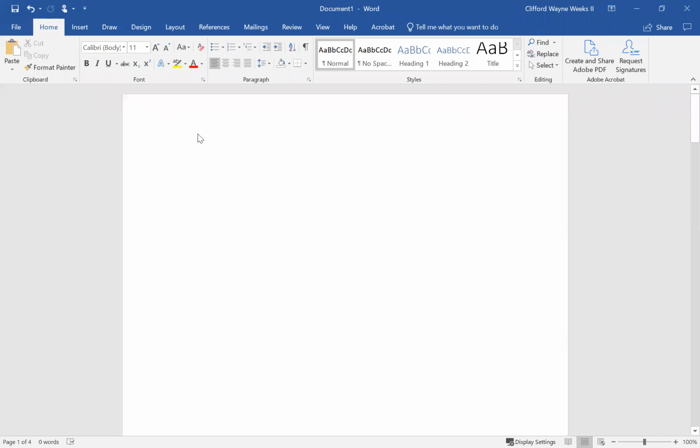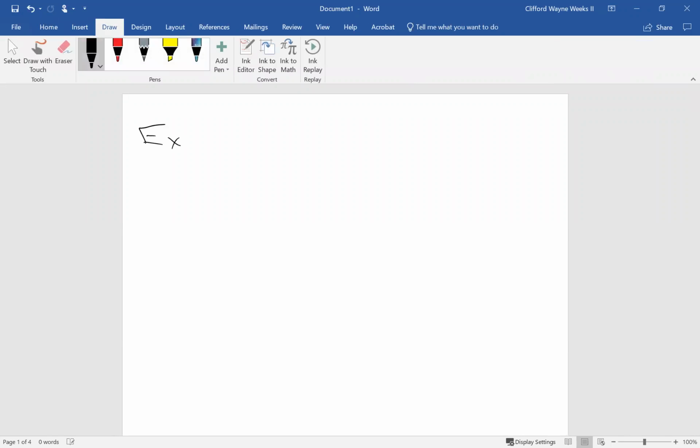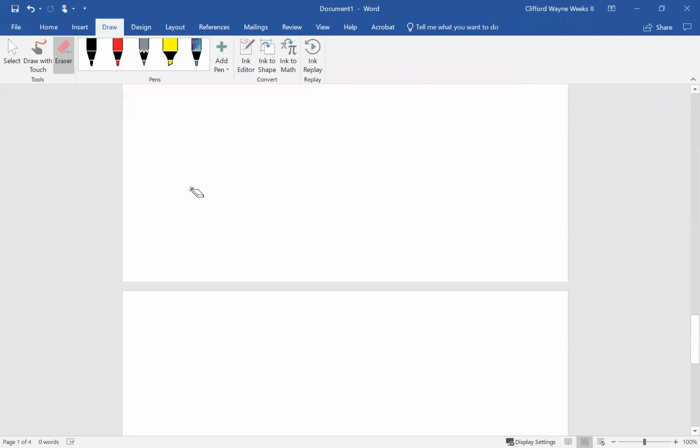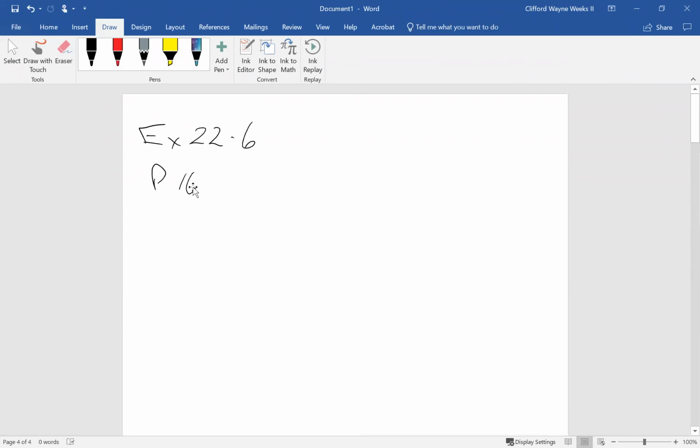And so, exercise 22-6, all right, page 11. Ooh, that's not a very nice looking 11. All right. 1104.